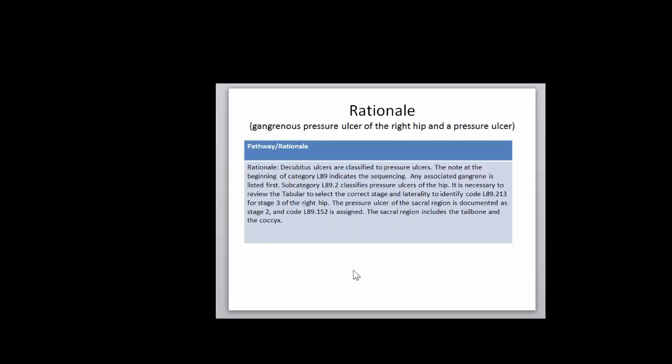So here's the rationale for the previous slide, that decubitus ulcers are classified as pressure ulcers, and the note at the beginning of category L89 indicates that sequencing, what we just talked about. The gangrene would be first, then your pressure ulcer of the hip, always going to the tabular to make sure you're selecting the right code when you're indicating the stage and the laterality.